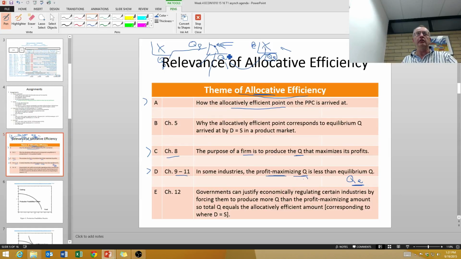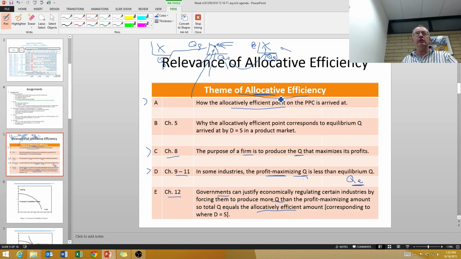We're at one of these other points along the production possibilities curve. And then what we're going to see in Chapter 12 is that if there's a non-optimal amount of quantity getting produced in one of these industries, then that gives governments a justification for regulating that industry and forcing the producer to increase its quantity of output in order to bring the economy back to its point of allocative efficiency.